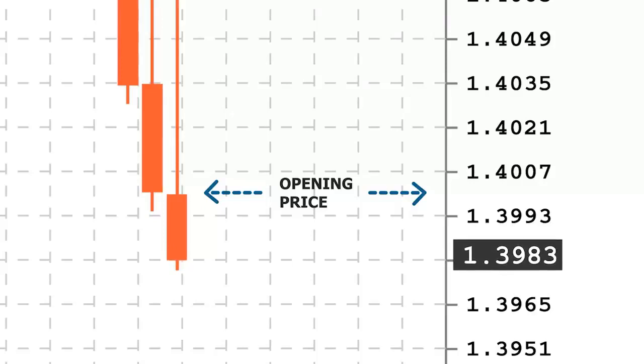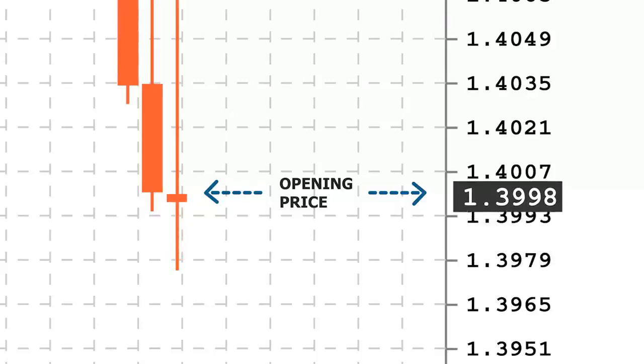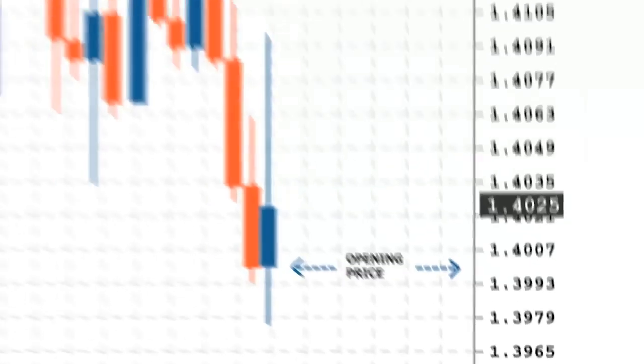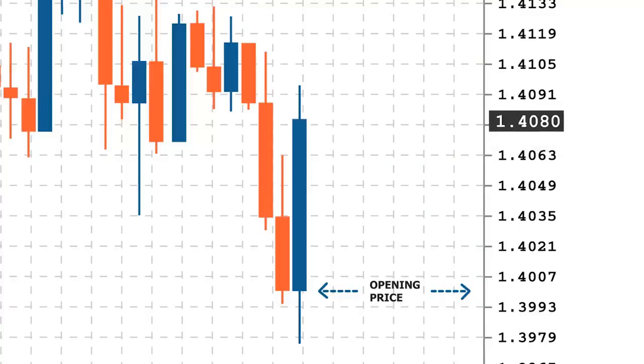In the same way, this candle will remain orange regardless of the movement of the price, and will only change to blue if the price goes above the opening price. If the candle finishes with the opening price above the closing price, then the candle will stay blue. Similarly, if the candle finishes with the closing price below the opening price, then the candle will stay orange.